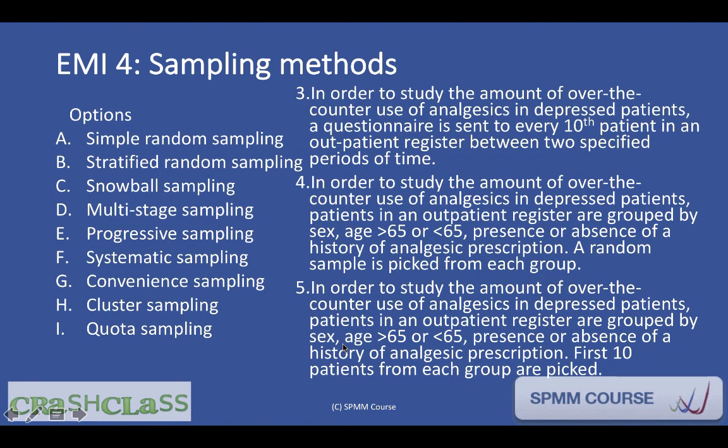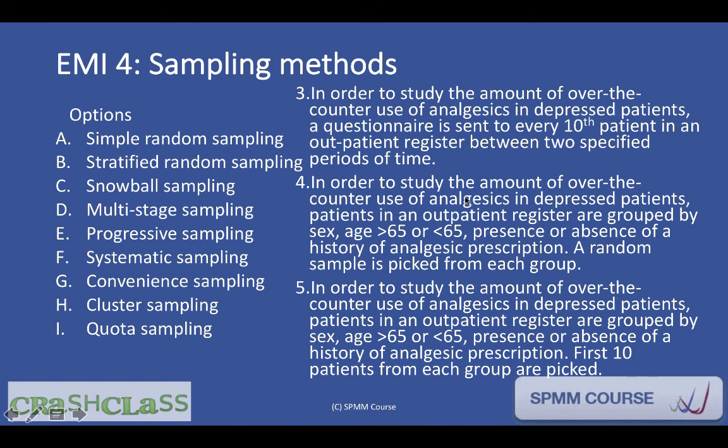Third question, in order to study the amount of over-the-counter use of analgesics in depressed patients, a questionnaire is sent to every 10th patient. If you capture every nth patient, n could be 5, 6, 7, 8, 9 or 10, any number, every 10th patient, if you capture every 10th patient in a list, then what you're doing is called, yes, systematic sampling. So F is the right answer.